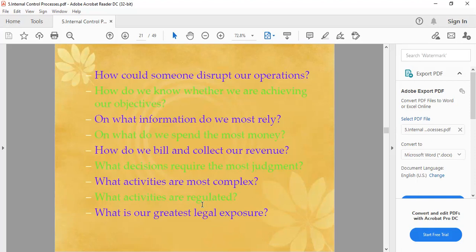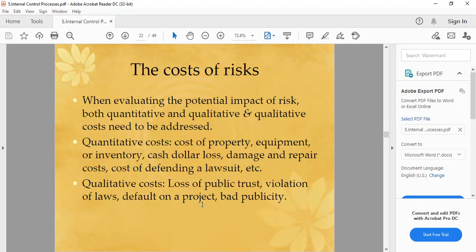Then greatest legal exposure, in relation to the previous question, which would be riskier in terms of our laws or legal aspects. Then we should know that our risks have actual costs both quantitatively, meaning to say amounts, peso and dollar values, and qualitatively in terms of other items which cannot be directly stated as financial matters or in money matters. Then quantitative cost, for example, we have here the cash dollar loss or peso loss, then cost of defending a lawsuit in cases where there would be some legal matters.